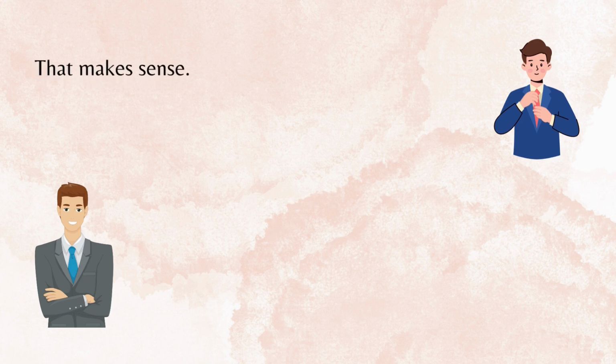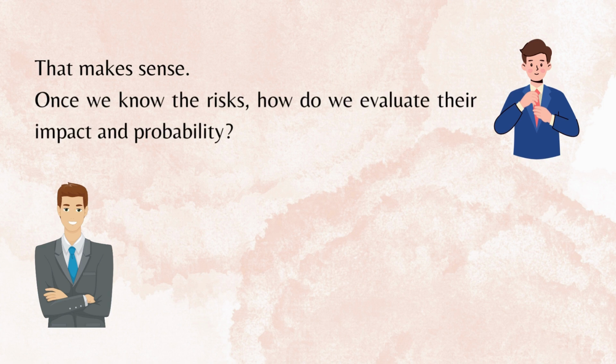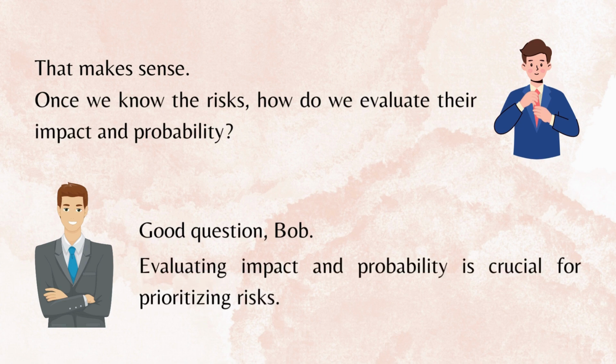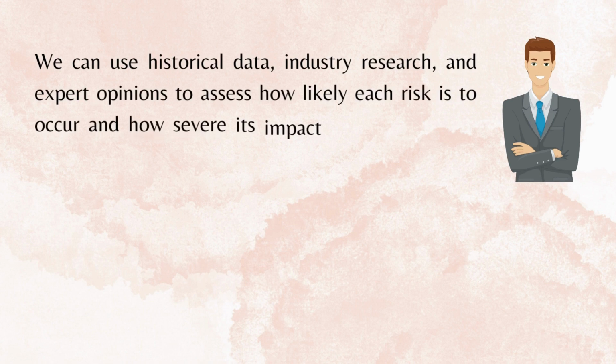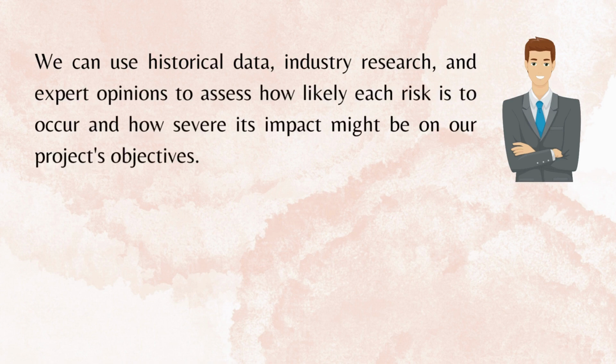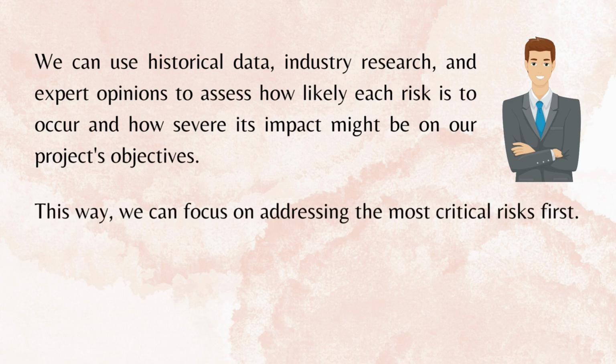That makes sense. Once we know the risks, how do we evaluate their impact and probability? Good question, Bob. Evaluating impact and probability is crucial for prioritizing risks. We can use historical data, industry research, and expert opinions to assess how likely each risk is to occur and how severe its impact might be on our project's objectives. This way, we can focus on addressing the most critical risks first.